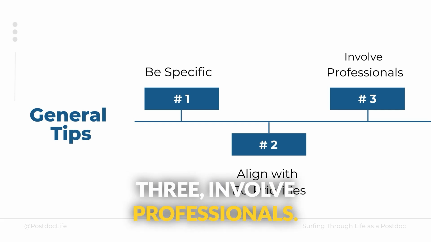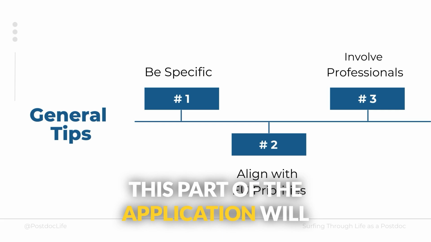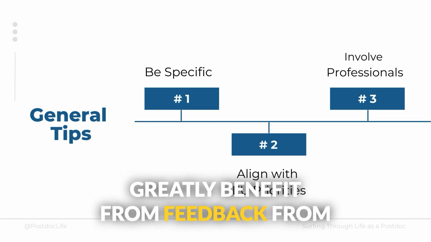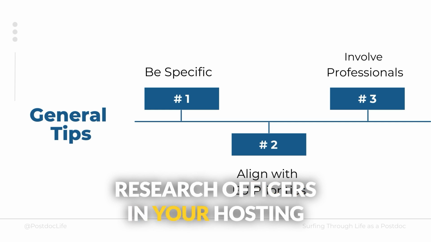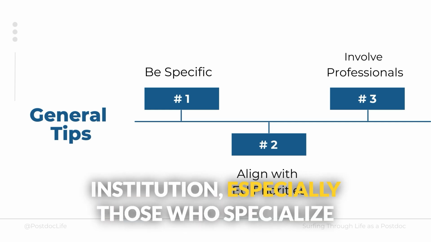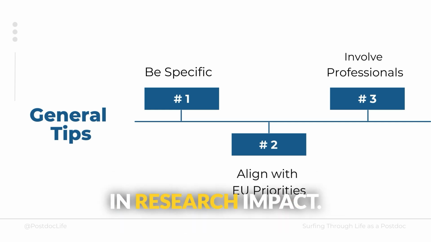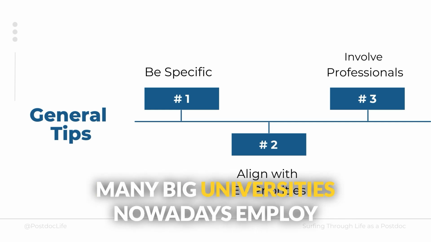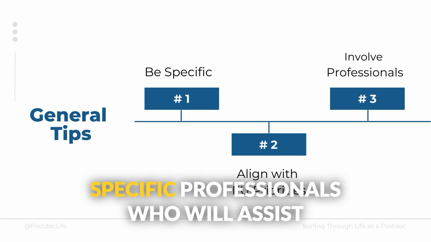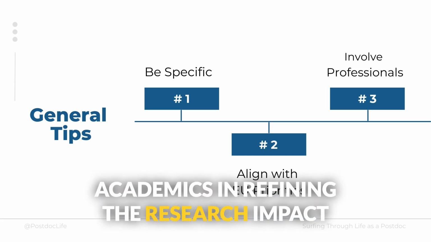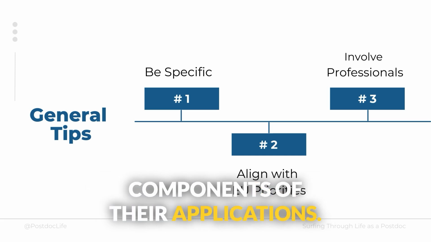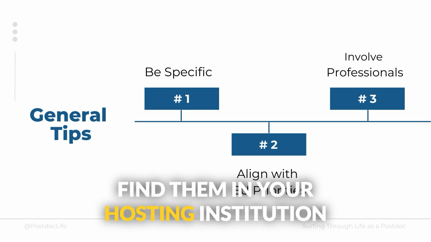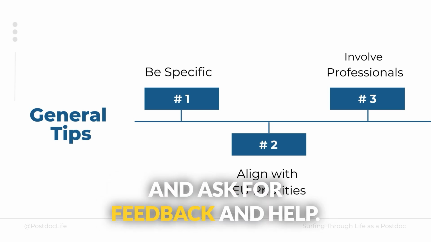3. Involve professionals. This part of the application will greatly benefit from feedback from research officers in your hosting institution, especially those who specialize in research impact. Many big universities nowadays employ specific professionals who will assist academics in refining the research impact components of their applications. Find them in your hosting institution and ask for feedback and help.